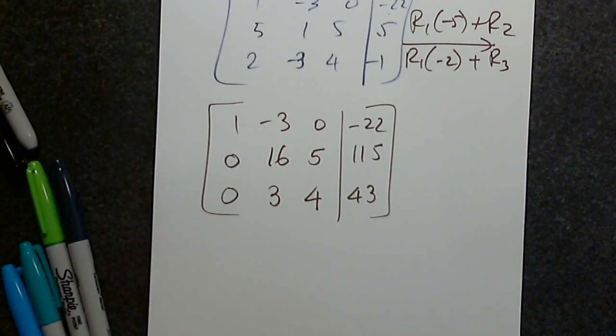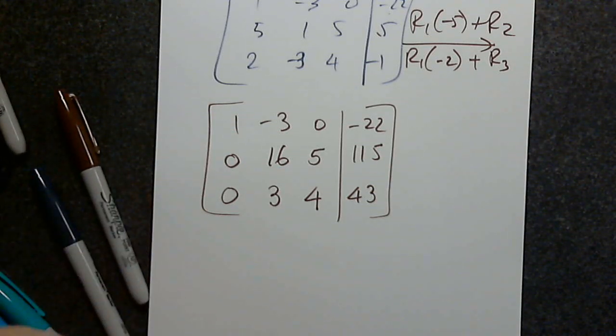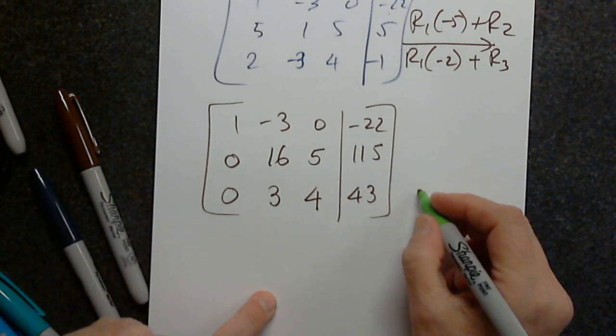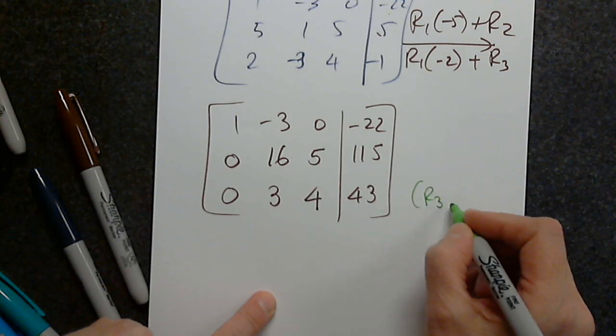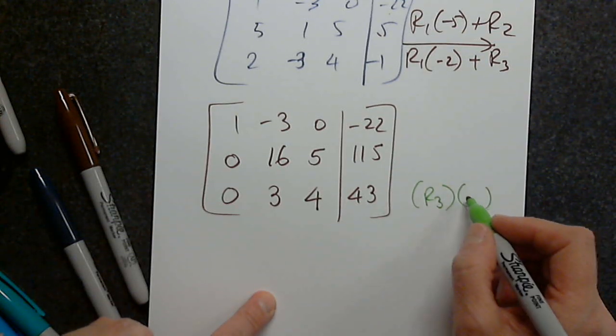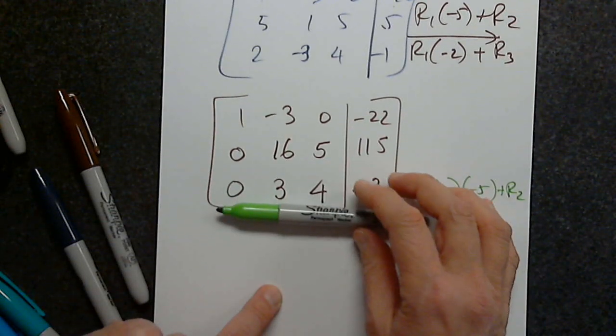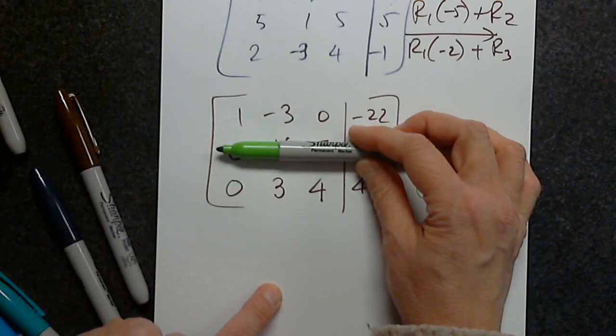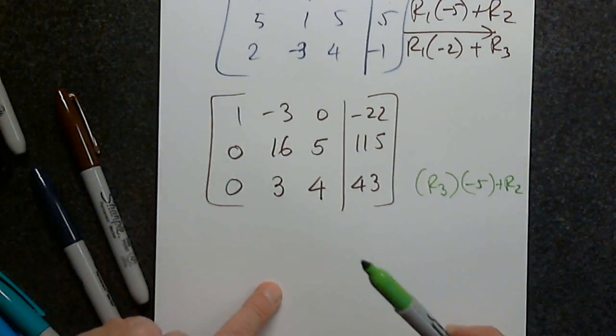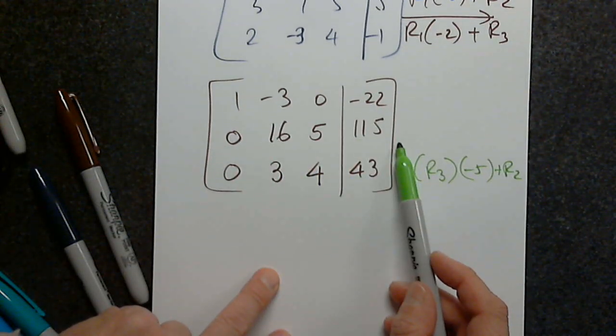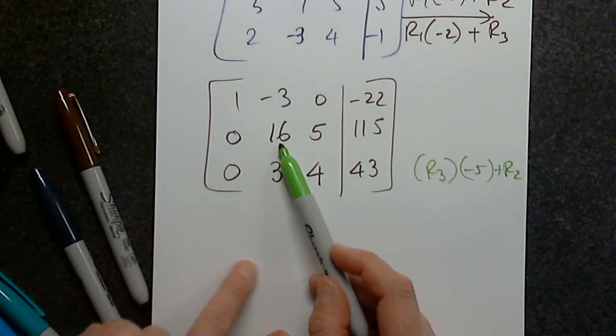What I would have done, but again, I don't want to get too sophisticated. This was what I would have done. I would have multiplied row 3 by negative 5 and added to row 2. I can do that, and I would have created the 1 in here. Otherwise, I have to divide the entire row by 16.